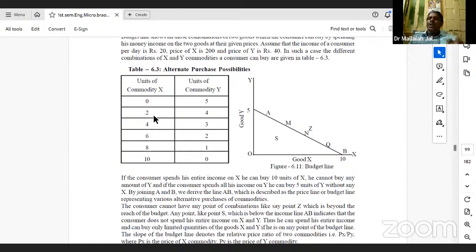If one commodity is increasing, the other commodity has to decrease. That you have to remember. That is the reason why. So this is the budget line. We call it the budget line.